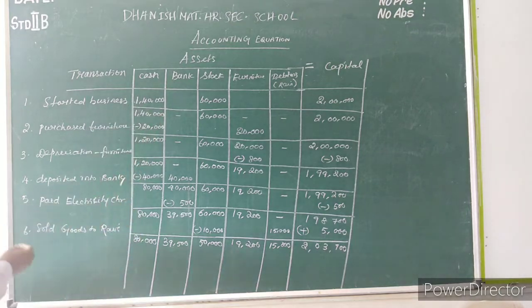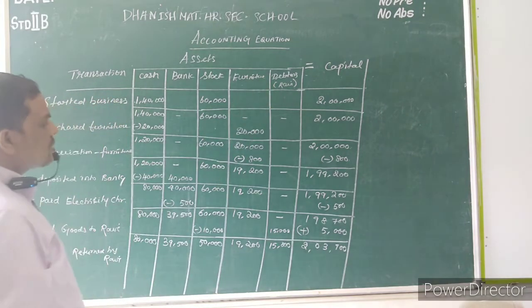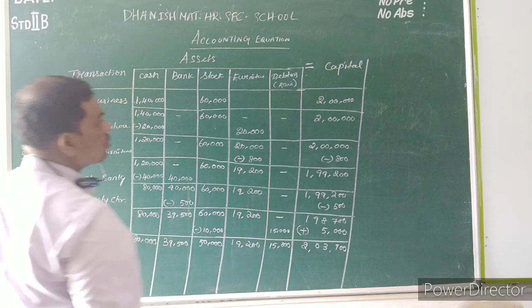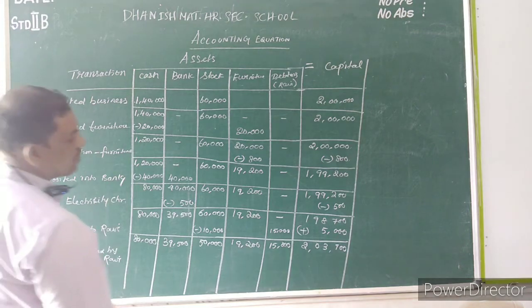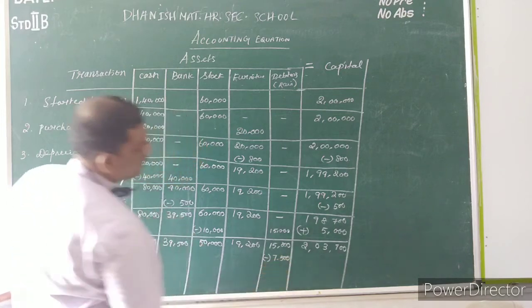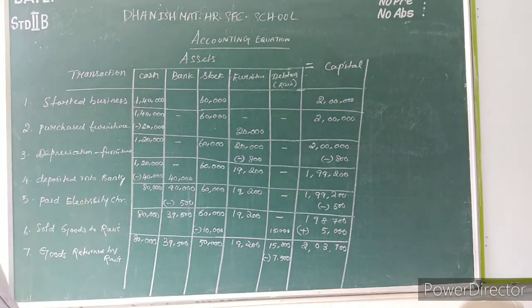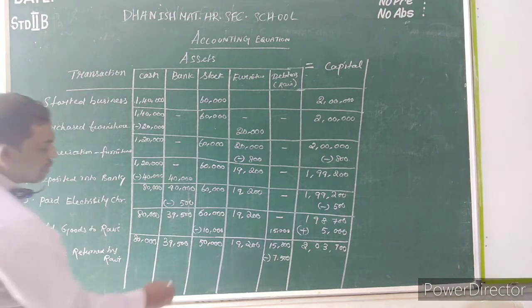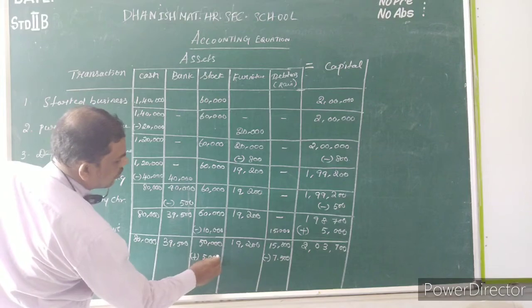Goods returned by Ravi. Seventh transaction is goods returned by Ravi. Ravi is what? Ravi is debtor. You are selling the value of goods 15,000 to Ravi. Now Ravi is returning value of 7,500. So 7,500 goods is returning means from 15,000 you deduct 7,500. But the value of goods is deducting how much? Only 5,000. Okay. So 5,000 goods will be added here because it is returning.